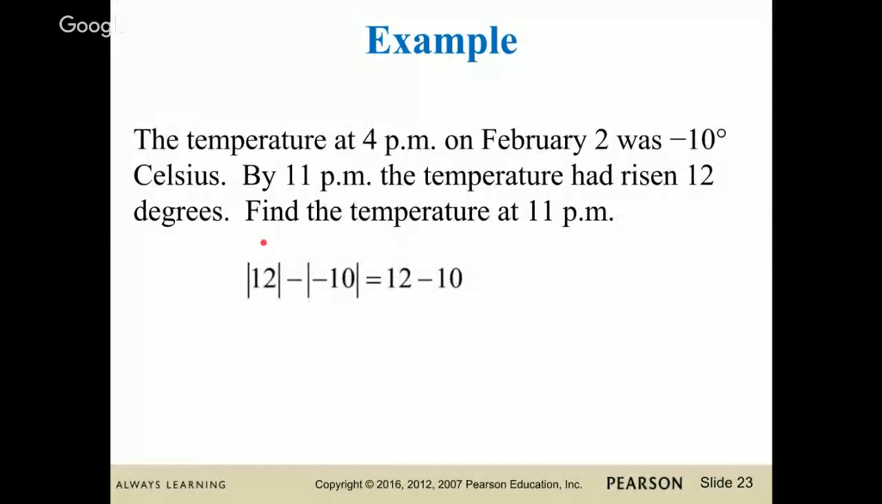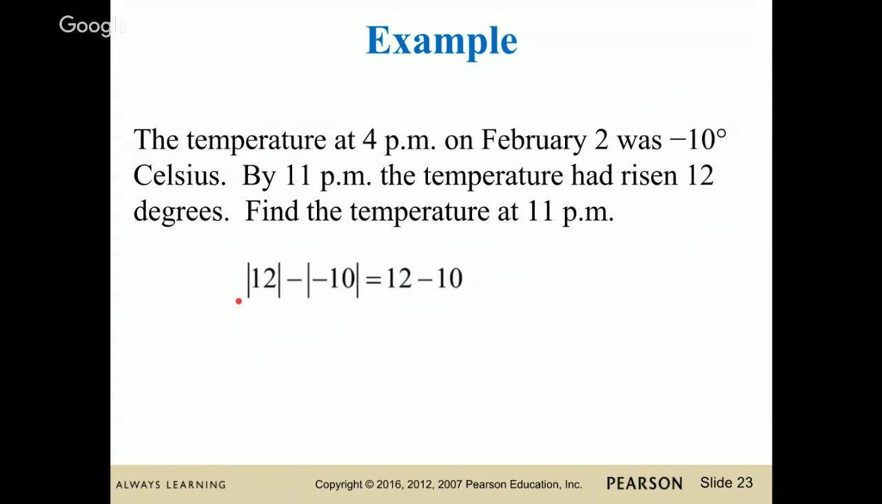All right, applications. So what this is pretty much telling you, word problems, right? The temperature at 4 p.m. on February 2nd was negative 10 degrees. By 11 p.m., so it says later in the day, it has risen to 12 degrees. What was the temperature at 11 p.m.? So you have at 4 negative 10, and you're finding the temperature at 11, which has risen to a positive 12.